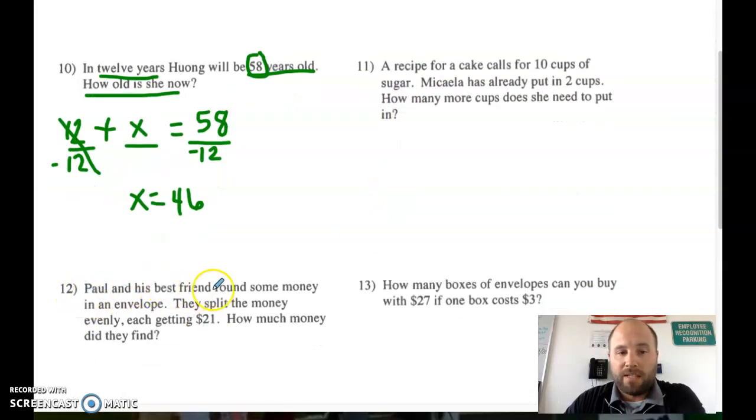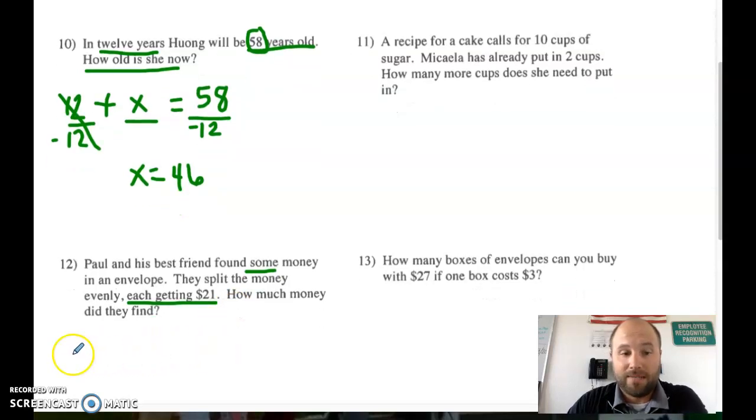It says, Paul and his best friend found some money in an envelope. They split the money evenly, each getting $21. How much money did they find? Okay, so let's talk about this. They split the money up evenly, so you're dividing, right? So we need to think the opposite of dividing.